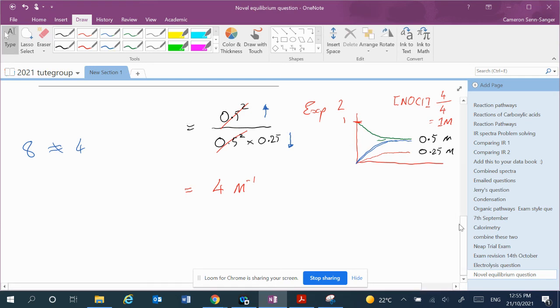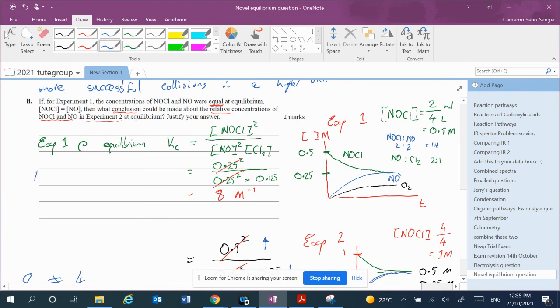So what we'll see is at experiment 2, the concentration of NaCl needs to be higher than the concentration of NO, so that the equilibrium constant can equal 8. Alright. That's one potential way of looking at it.